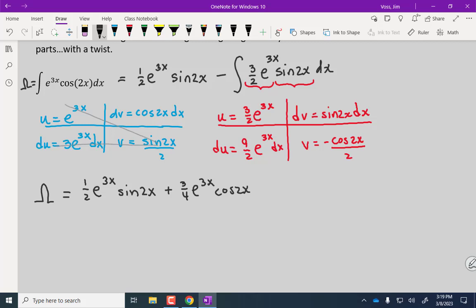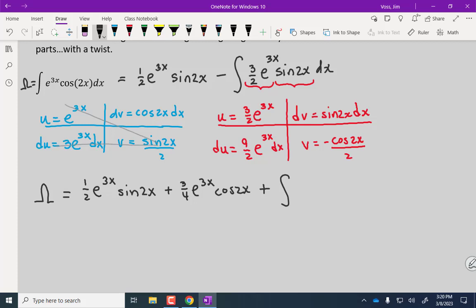Everyone agree with that? So uv is negative, and negative makes it a positive. All right, so now we're right here, so it's plus the integral of v du. So plus the integral of v du.